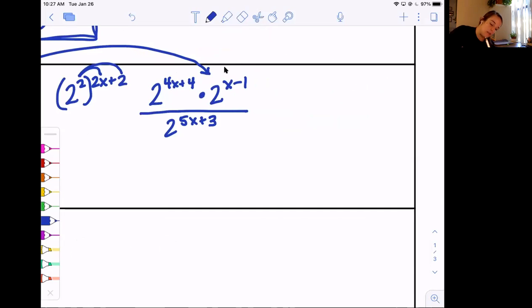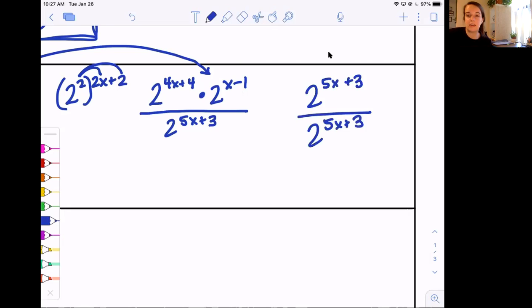So I would have 2 to the power of 4x plus 1x is 5x. 4 plus negative 1 would be positive 3, like so, over 2 to the 5x plus 3. If we have something over itself, what is my answer? Something divided by itself is always positive 1, for sure.